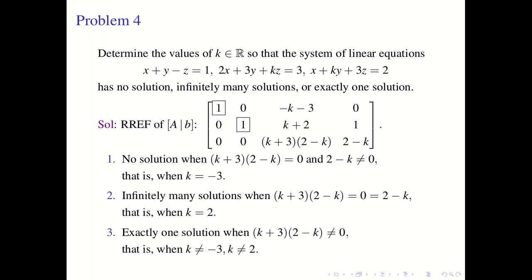And it has exactly one solution if both of them have to be non-zero. That means the third entry in the third column must be non-zero, then the system will have, sorry, a unique solution. That means k must be not equal to 3 and k not equal to 2. So when k is not equal to 3 and k is not equal to 2, the system will have exactly one solution. So this concludes the tutorial 6.